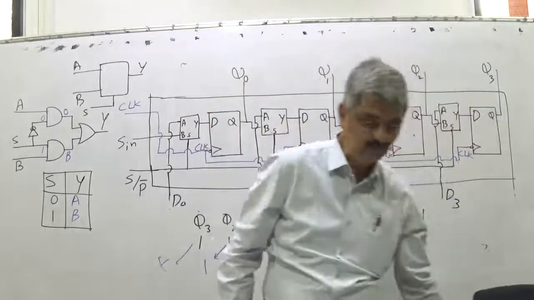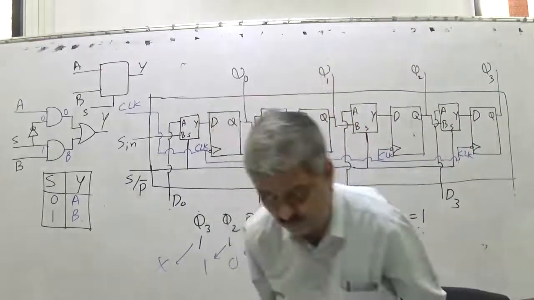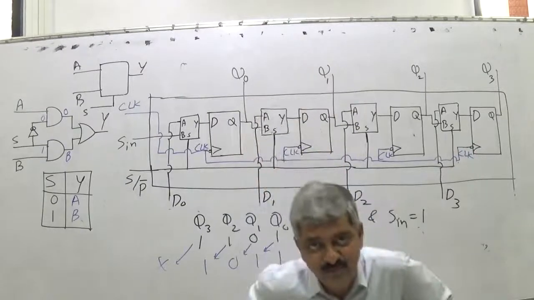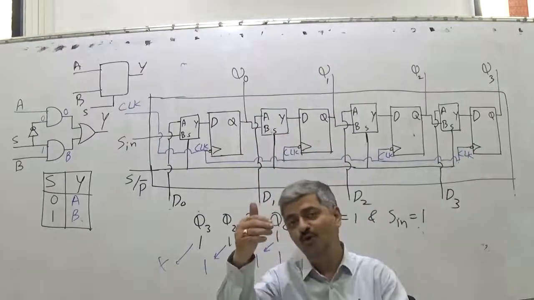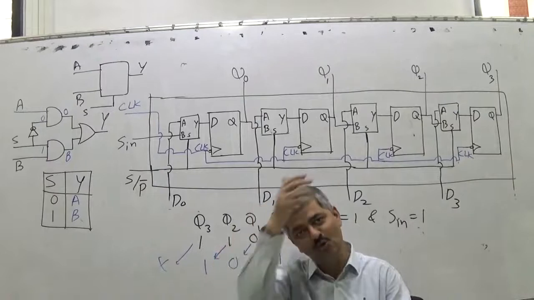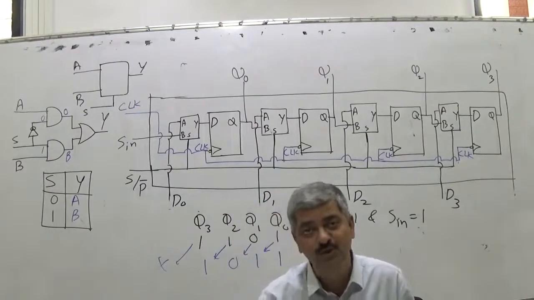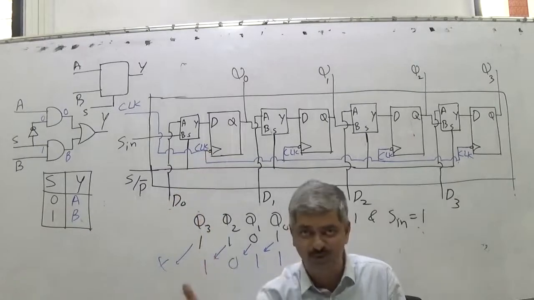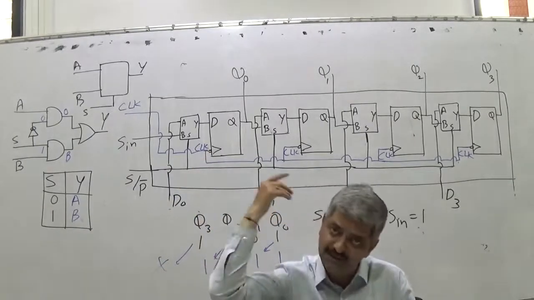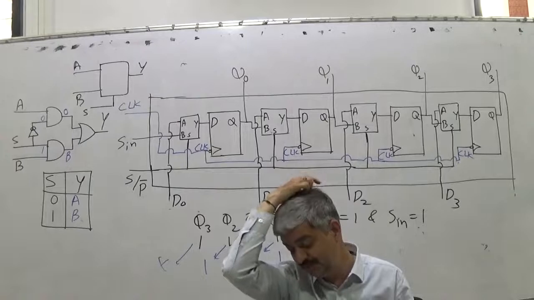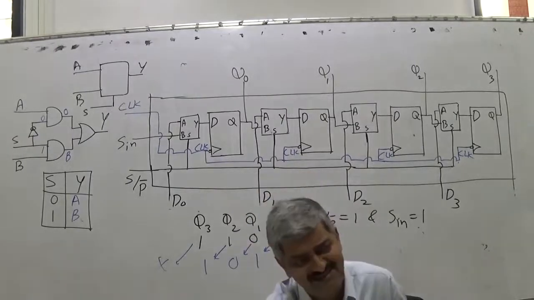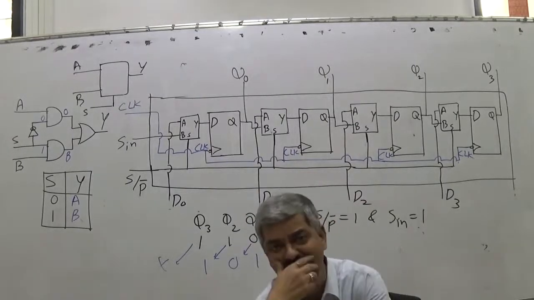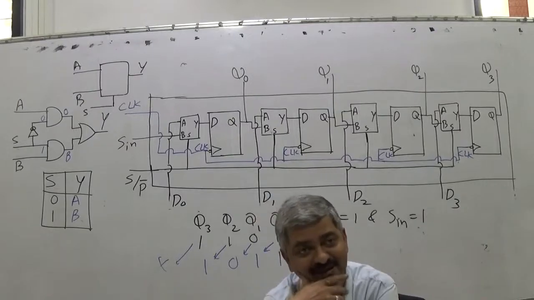So what is it in serial mode? What is Q0? In serial mode, Q0 is Sin. What is Q1? Q1 is old Q0. What is Q2? Q2 is old Q1. What is Q3? Q3 is old Q2, and old Q3 is left out. Now somebody will say, sir, why is it like this? Can I do it in reverse manner?